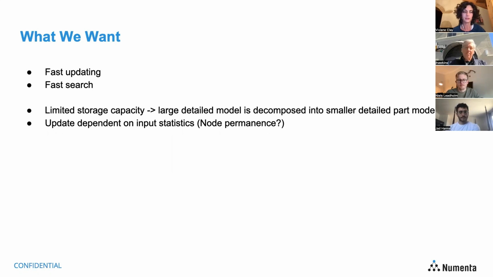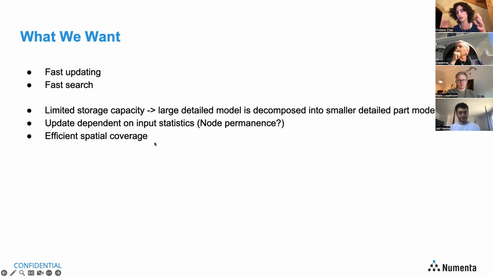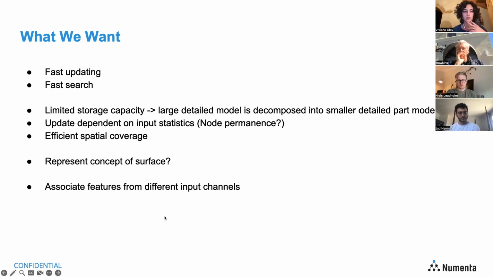Speaking of it being data driven, we want the models to learn statistical regularities in the world and not just store every random variation that we once encountered, but learn what's consistent. And then we want the models to efficiently cover the whole object. Maybe we want to represent the concept of surface. That's our morphology.